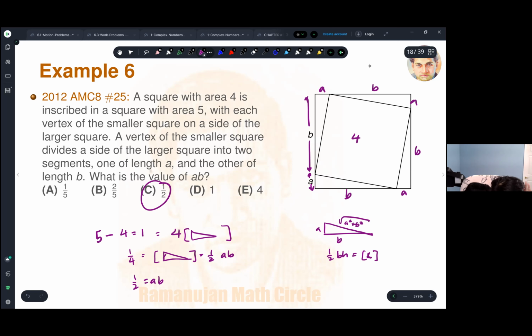So this is question 25, but the test is kind of old because it's 2012. So which explains why the question is so straightforward, though being the last question of the test.